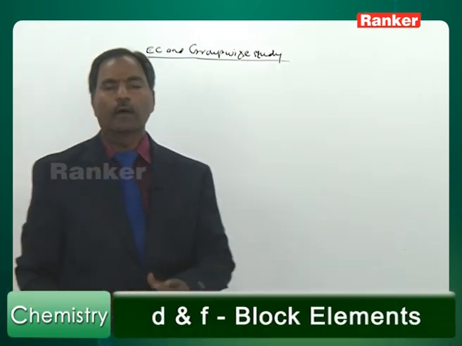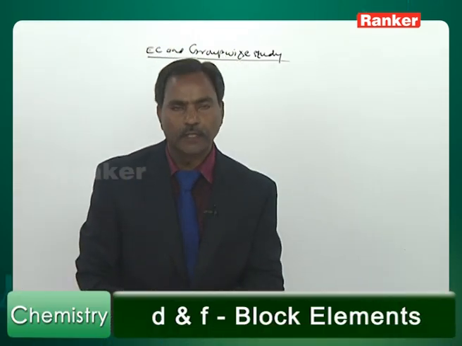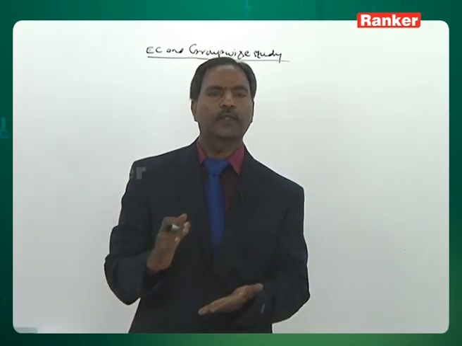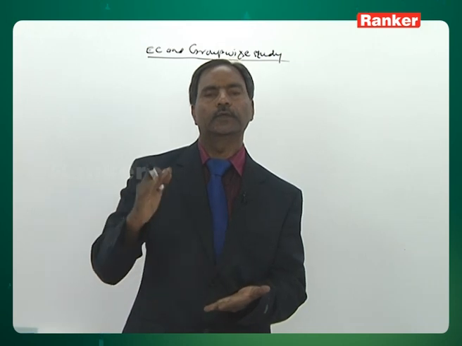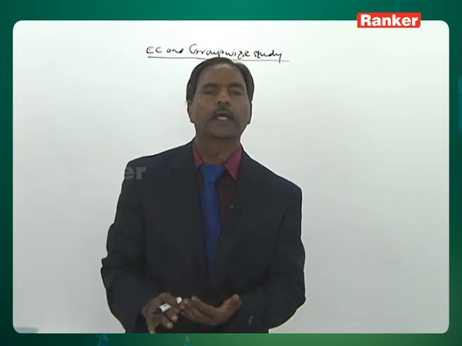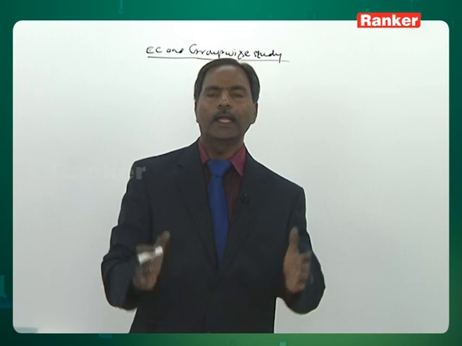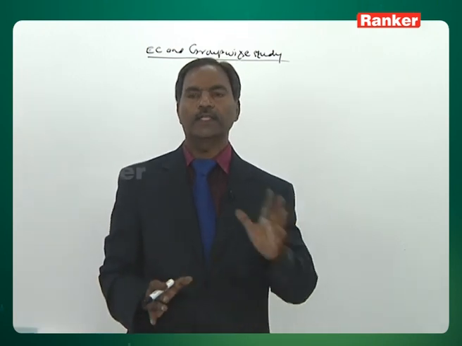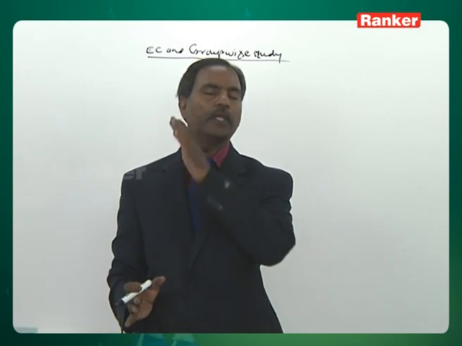Look here. All the S and P block of elements are classified as what? A subgroups. First A group, second A group, next third, fourth, fifth, sixth, seventh, and 0 group. S and P block elements are classified as A subgroups, first A to seventh A.